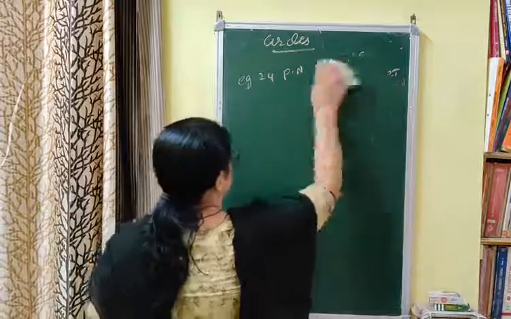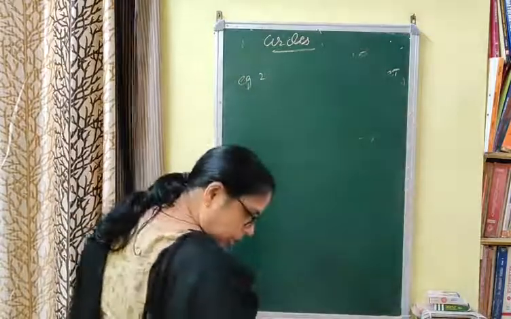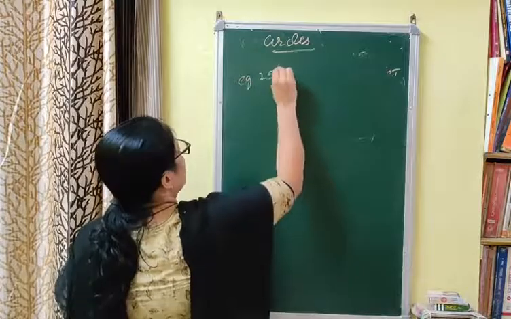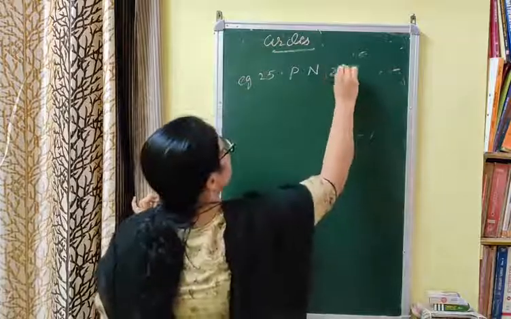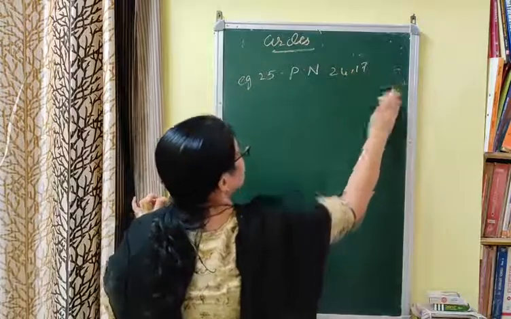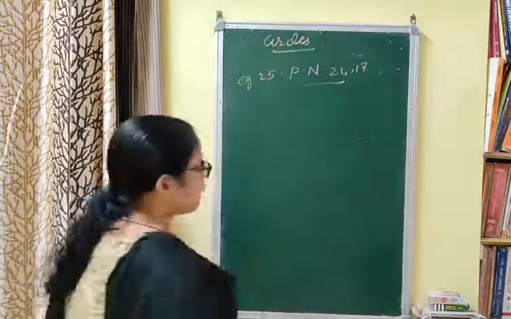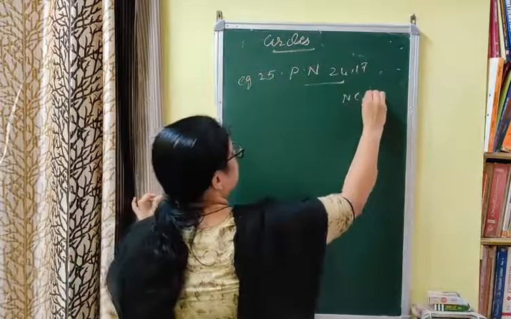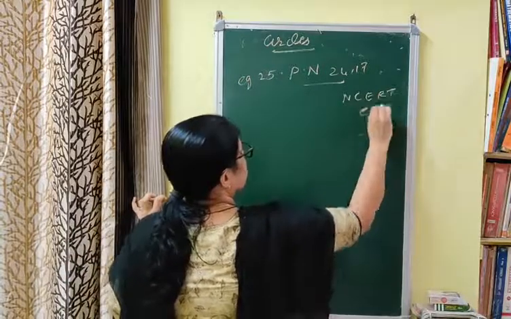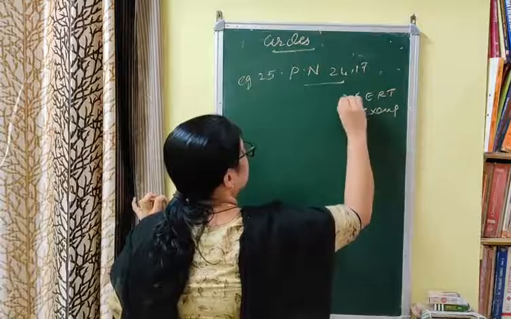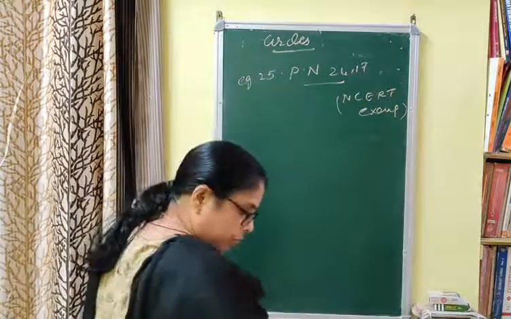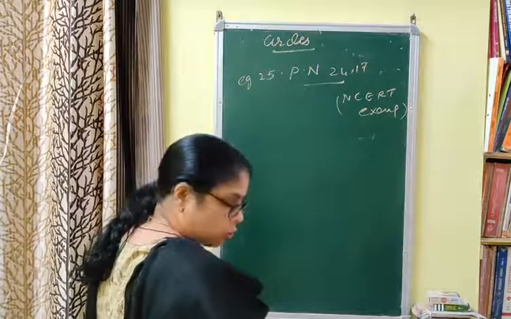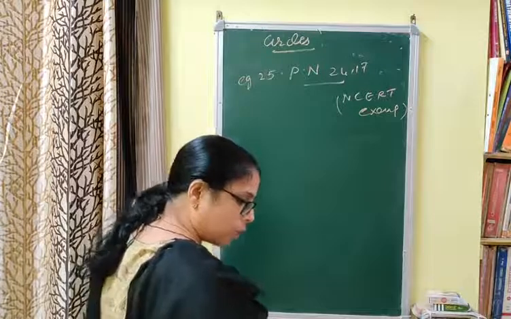Next question is again example 25 of page number 24.17, and this question is again NCERT exemplar. I am reading the question. You should also open ID Sharma in front of you when you watch the video so that you can get a clear idea about the question.